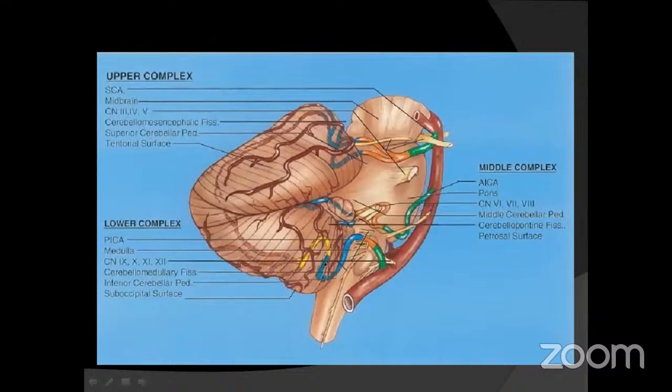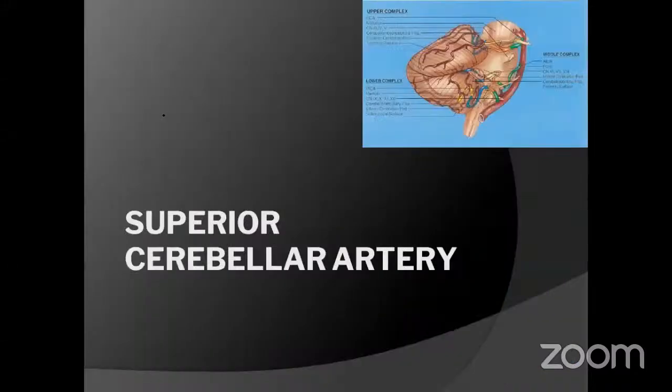Today we will be discussing the SCA and, of course, the upper complex. So we will be discussing the midbrain, the cerebellomesencephalic fissure, the association with the superior cerebellar peduncle, and we will be seeing the third, fourth, and fifth cranial nerves here.